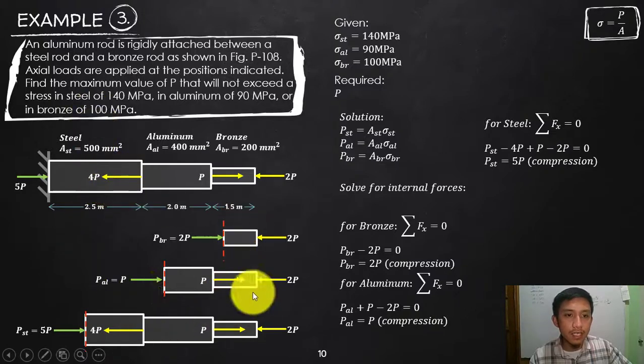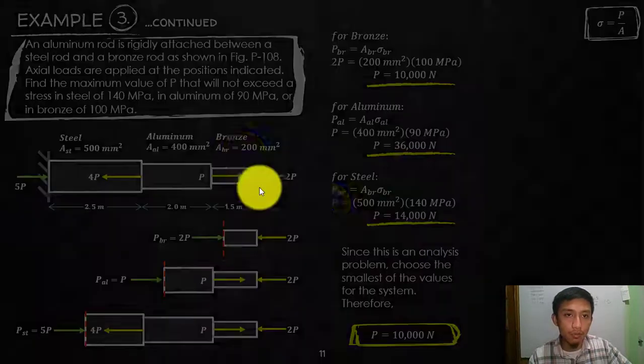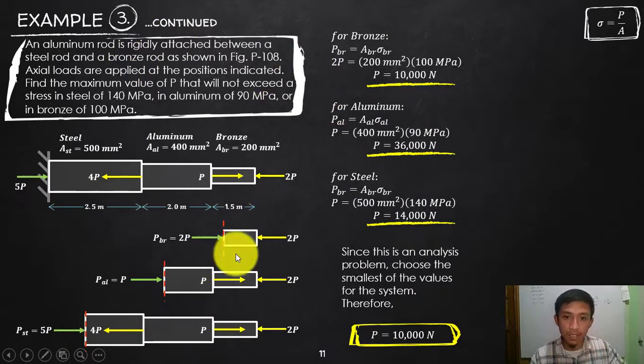Cut at the steel. So this is going towards, so that is also compression. Cut this one within the steel, summate, then you will end up with resultant or reaction, which for the steel is 5P going towards, so that is also compression. Therefore, the stresses in the bronze, aluminum, and the steel are all in compression. So again, for bronze that is 2P, for aluminum that is P, for steel that is 5P, all of them in compression.